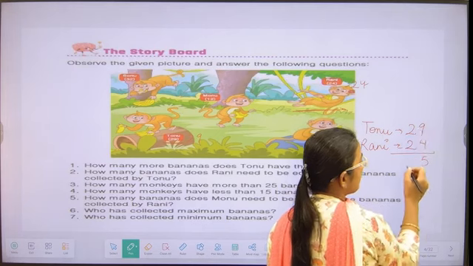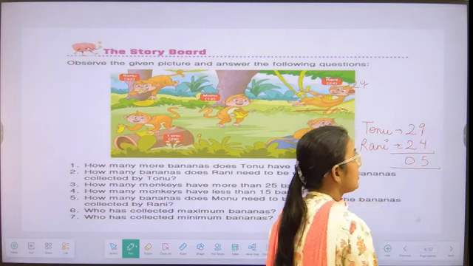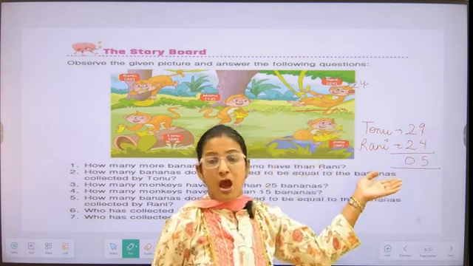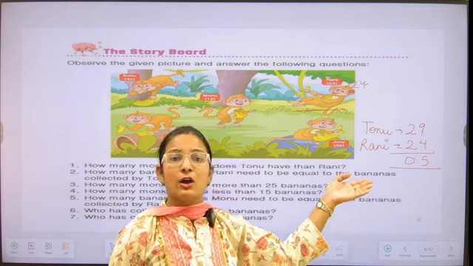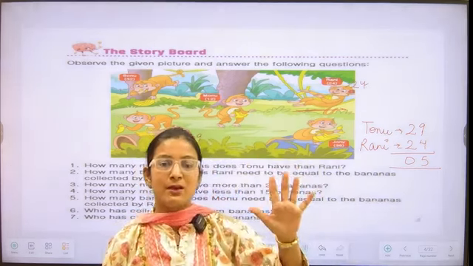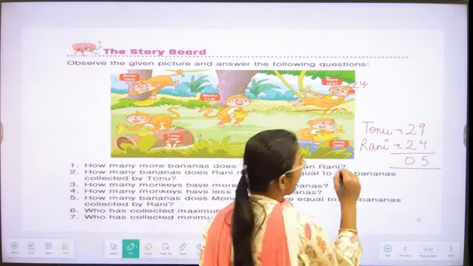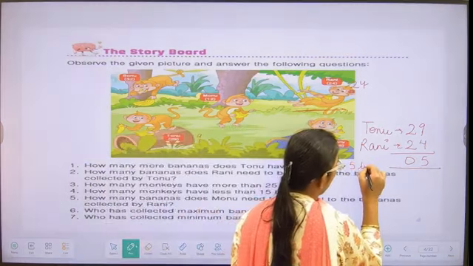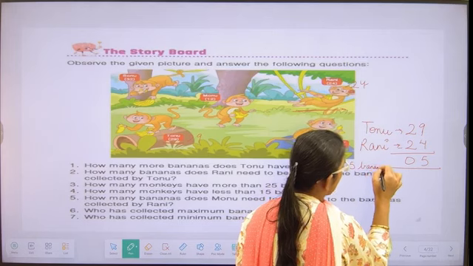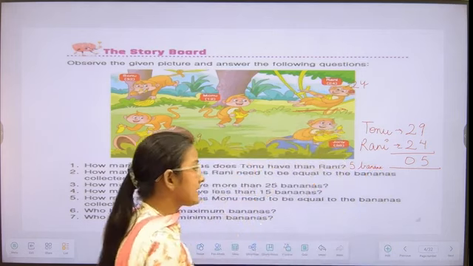And 2 minus 2 gives me a 0. So what have we seen? How many more bananas? Tonu has 5 more bananas than Rani. So we have to write 5 bananas for this. Let's read the next one.